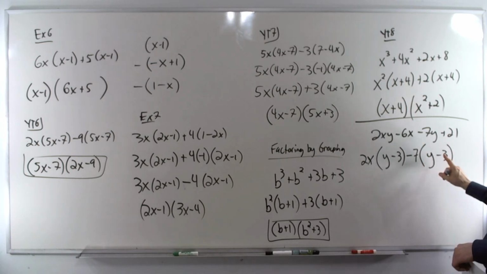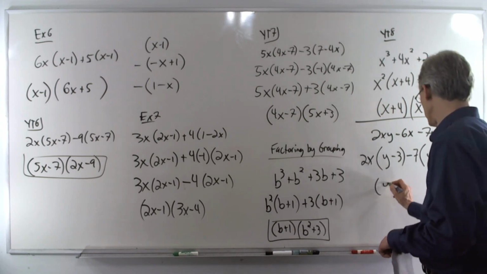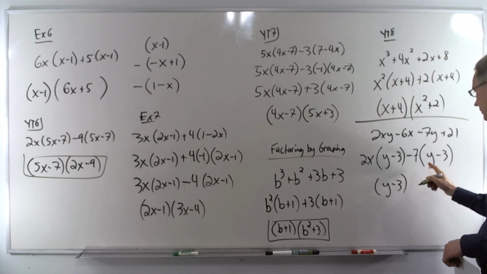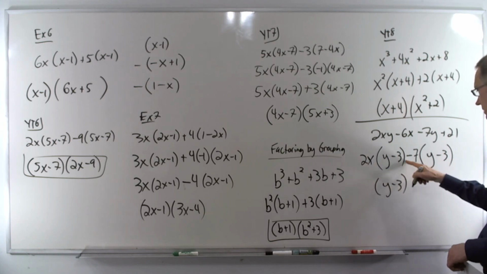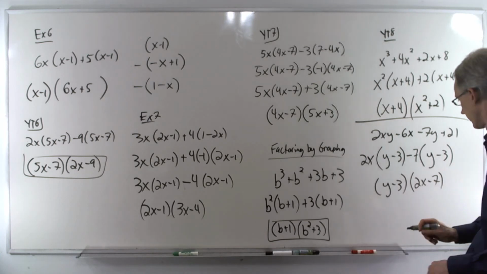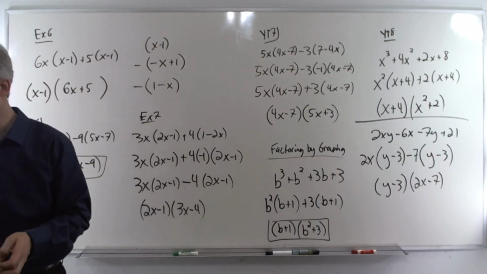So if you ever get a binomial over here that has the same terms but opposite signs, then you need to switch the sign here on what you're factoring out. That'll switch the signs inside the parentheses and give you a match. All right, you got y minus 3, and then once we remove that, what's left behind is 2x minus 7, so that goes over here. And there's your factored form. And that brings us to your turn, number 9.